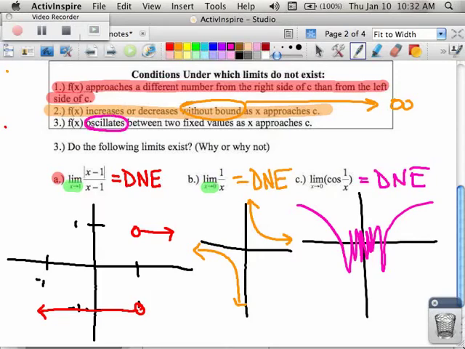What does that say? Oscillates. Like a fan. So it still does not exist. It's because the graph is oscillating too much. If you were to look in the table to see what's happening, it's bouncing back and forth between positive and negative values. So the three reasons in our class why a limit might not exist is they approach different y values, they approach positive or negative infinity, or it oscillates.